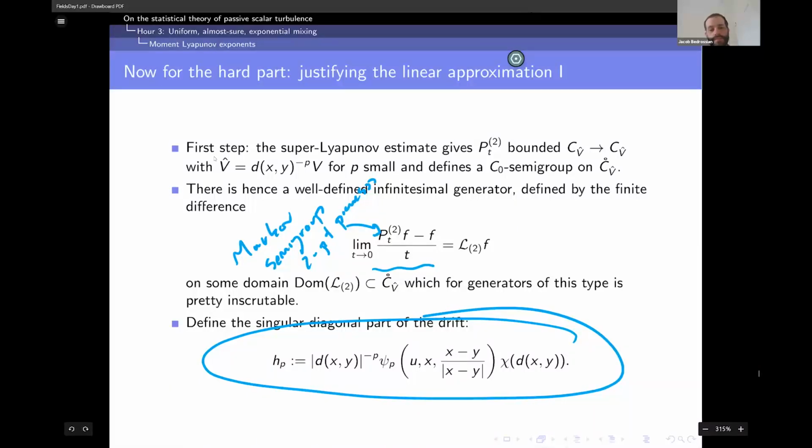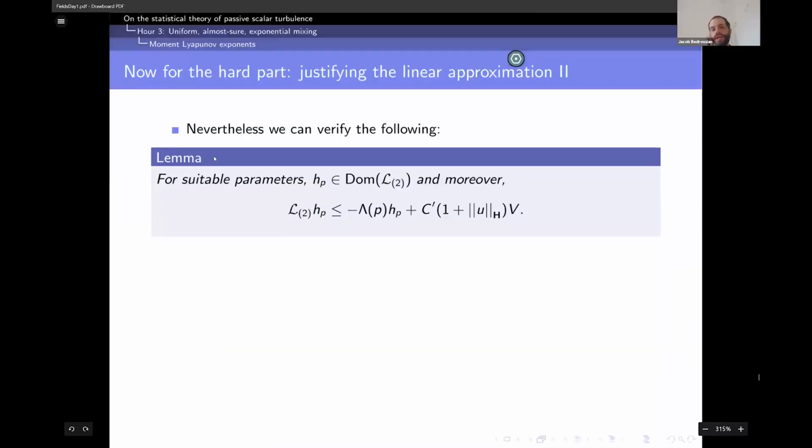And in fact, you can actually prove that this part of the drift condition is actually in the domain of the generator, and satisfies this kind of differential version of the drift condition. And that is because this is kind of like the time derivative of p, right? So this is why I say it's a differential version of the drift.